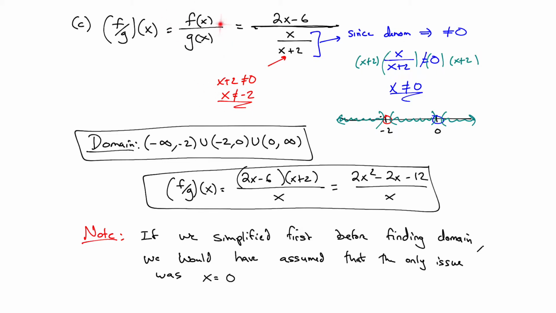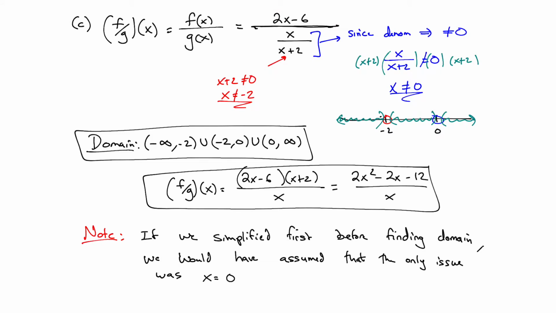Because if you go back to the beginning and try to plug in negative 2 right from the get-go, you get f of negative 2, which would exist, but g of negative 2 would be undefined. So you'd be taking a number and dividing it by something undefined, and that's a problem. So that's why we have to look at it holistically before simplifying. So as we saw, that's not the case. So we need to first figure out the domain, then simplify.